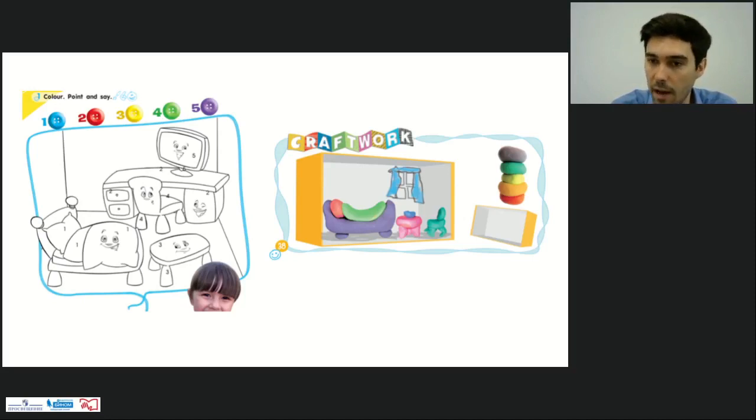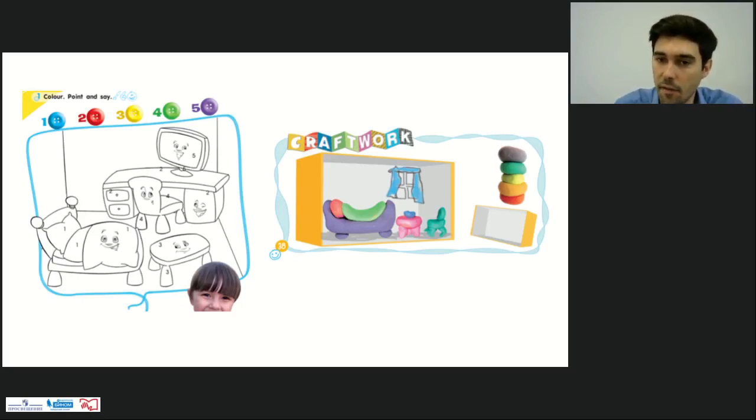We can also see here we have colours and numbers. So students will be following the different numbers and different colours. So within one activity, students are revising furniture, they're revising numbers, and they're also revising colours through this colouring activity. So this can be something that can be used quite effectively with them.